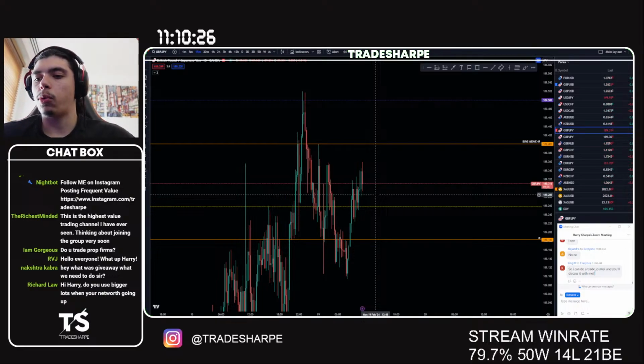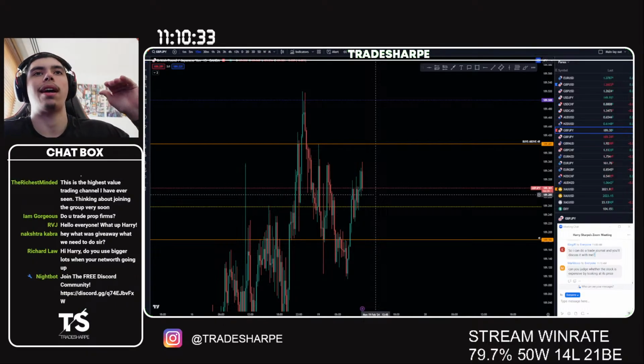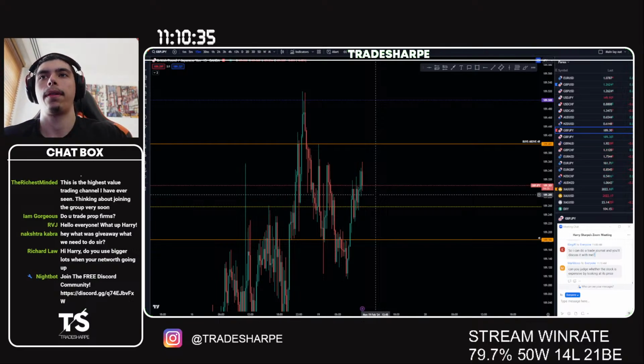Harry, do you use bigger lot size when your net worth goes up? That's an amazing question, and the answer is yes. Everything goes up together, because when you start using bigger lot sizes, I have money to reinvest into other things. All right?